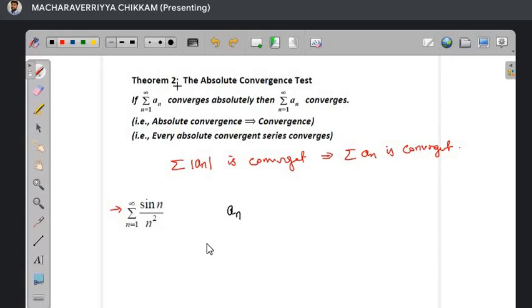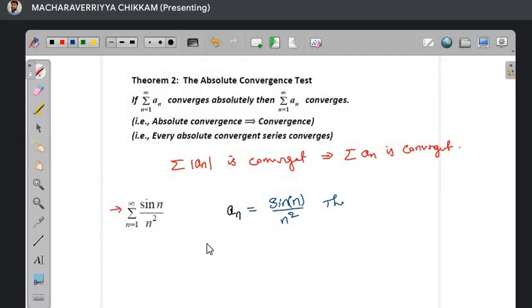If you want to apply the comparison test, the sine n has to be positive, but you know sine n takes negative values also. You can't apply the comparison test here. The limit comparison test also you can't apply, because if you take 1 by n squared, you'll get the limit as n goes to infinity of sine n. What can you conclude? You know that is bounded, but it is not convergent. The limit of sine n as n goes to infinity does not exist. So the limit comparison test could not be applied.